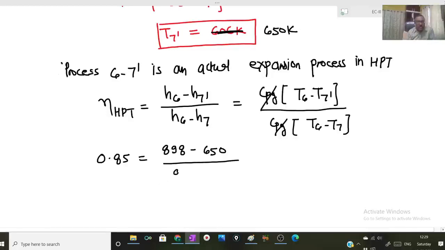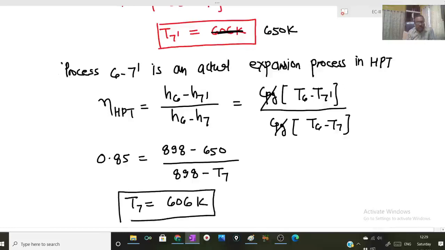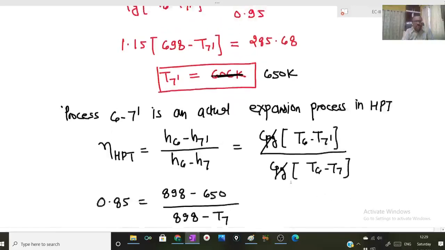T6 is once again 898. I had to calculate T7. So from here the value of T7 will come as 606 Kelvin. So I could get the value of T7 as 606 Kelvin. That is ideal temperature after expansion in the HPT.